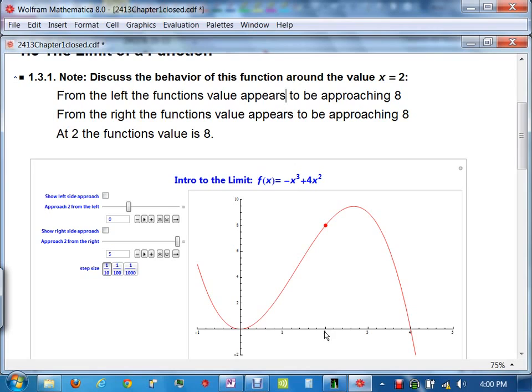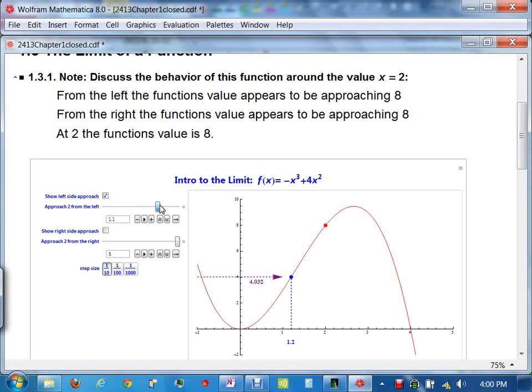So here's x is 2, right? If I go up here on my function, what does it look like my function is close to? It looks like it's close to 8, doesn't it? That looks like about 8. And so what I can do here is I can slide around. I should show it, huh? There we go.